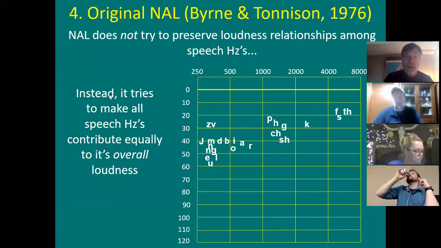When we amplify for the hearing impaired, we're going to amplify so that every frequency of speech contributes equally to its overall perceived loudness. And that is why NAL backed off a lot on certain frequencies. Look at this. So here's what it is. Instead, NAL tries to make all speech frequencies contribute equally to its overall loudness. NAL does not preserve this loudness relationship.